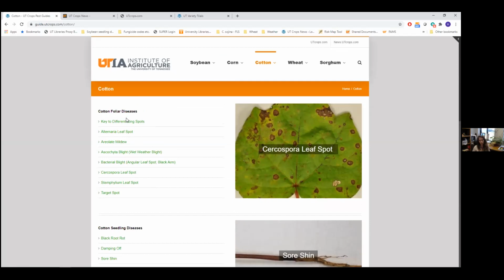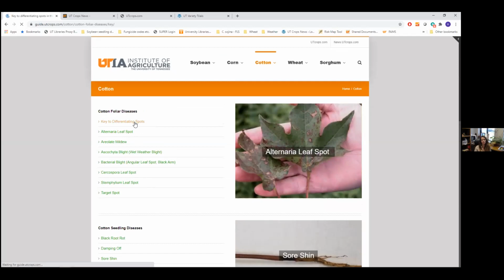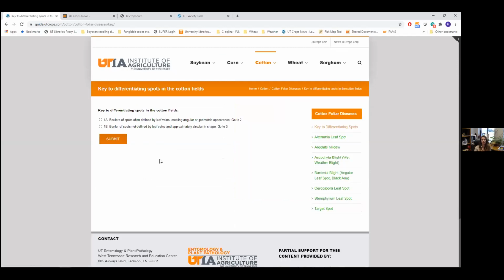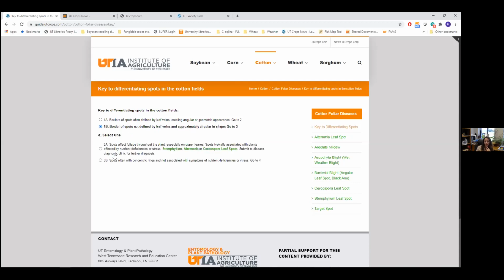What I really just want to go through real quickly with you, that hopefully is helpful, is a really nice key to differentiating leaf spots, and this has actually been made into an interactive one. If you're scouting a cotton field and you do find spots on the leaves, you can come to this interactive key and say, okay, the borders of the spots are defined by veins creating an angular or geometric appearance, or are they more round, circular in appearance? We're going to say, okay, it's round. Are the spots affecting foliage throughout the plant, especially in the upper canopy, and associated with nutrient deficiencies?